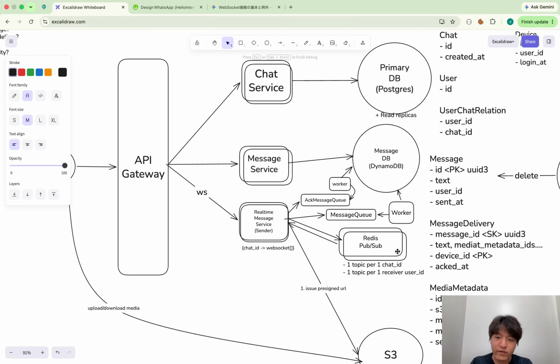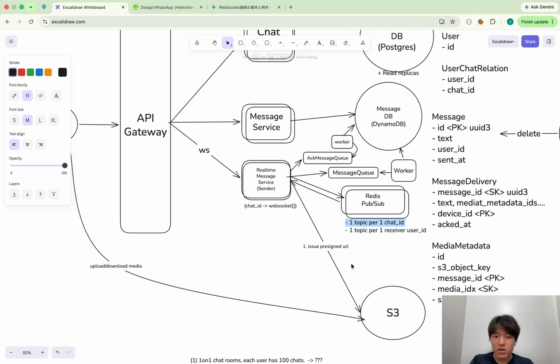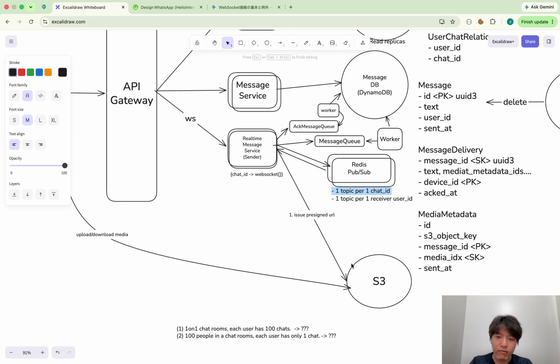So I introduced Redis Pub/Sub for the fan out of the message, and today I will discuss whether I should do the partitioning by chat ID or user ID. About this discussion, I will talk from two scenarios. Scenario number one is each chat room is one-on-one. There exist only one-on-one chat rooms, and each user has 100 chat rooms. So this means that the chat room size is small, but there are numerous chat rooms.